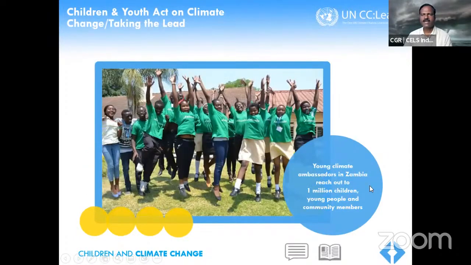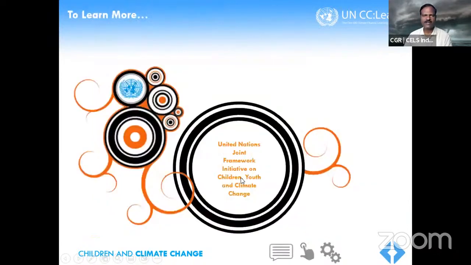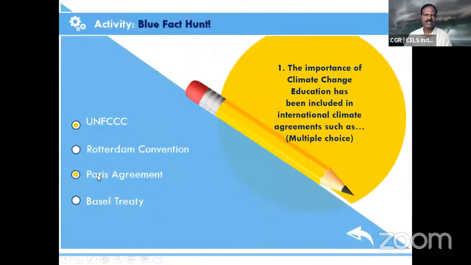And young climate ambassadors that we can, through our Earth Leaders programs, we are already working on. And the United Nations Joint Framework Initiative on Children, Youth, and Climate Change. There is one program there, and then there are various things like UNFCCC, Rotterdam Convention, Paris Agreement, Basel Treaty. So where the importance of climate change education has been included in international climate agreements, such as.